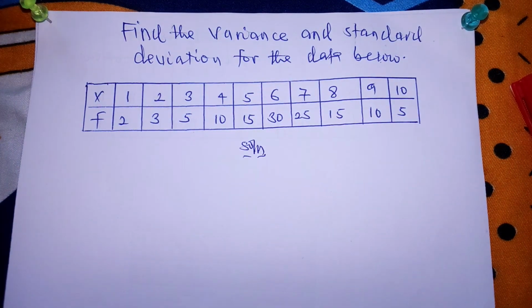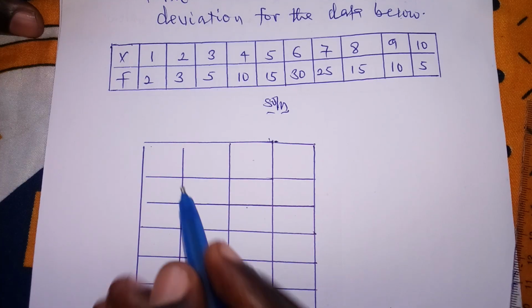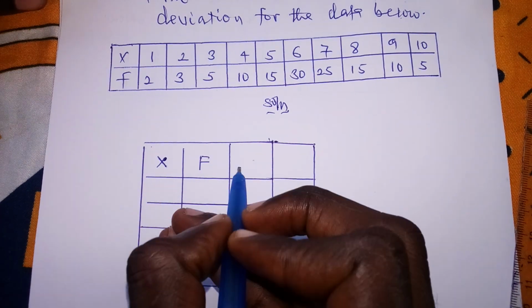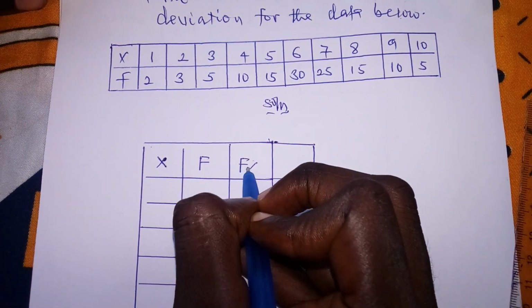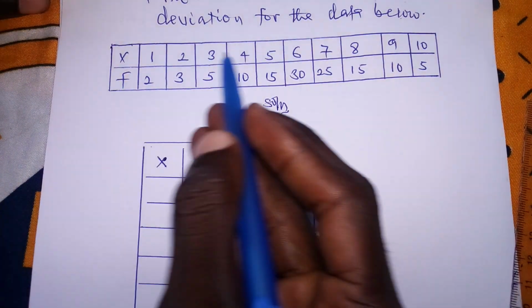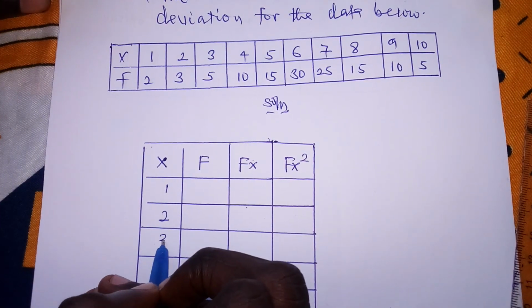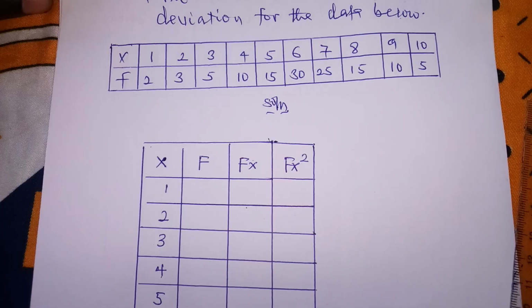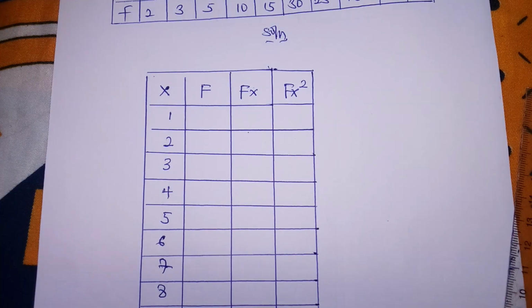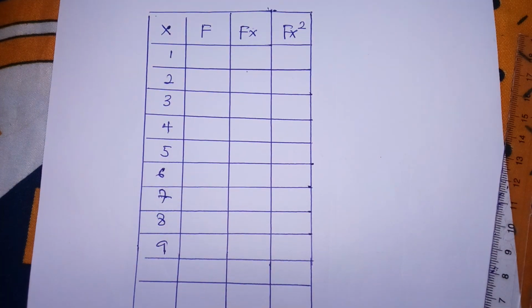Now the first thing that we have to do here, we just need to compute our table. Okay, so that's the first step. We draw our table like this. This is the x values, this is the frequency, this is fx, and the last column becomes fx square. For the x, we write them the way we see them: 1, 2, 3, 4, 5, 6, 7, 8, 9, and 10. So this is our total columns.